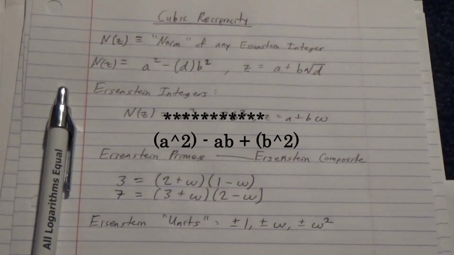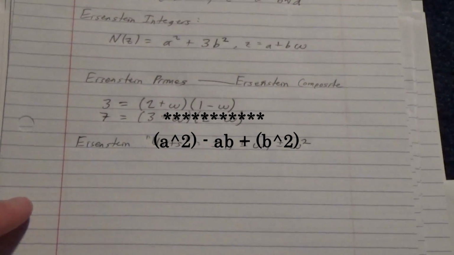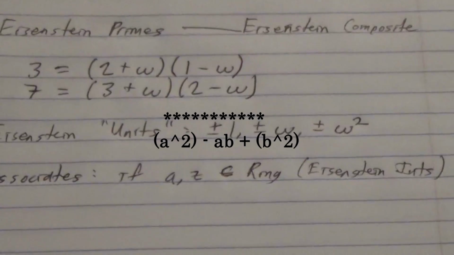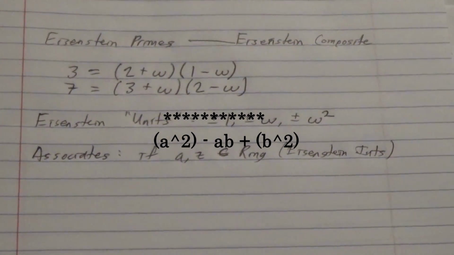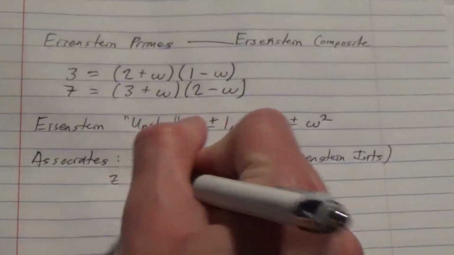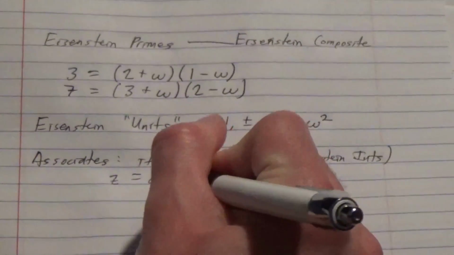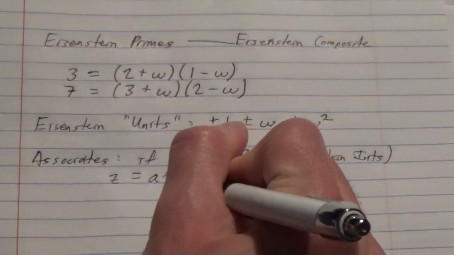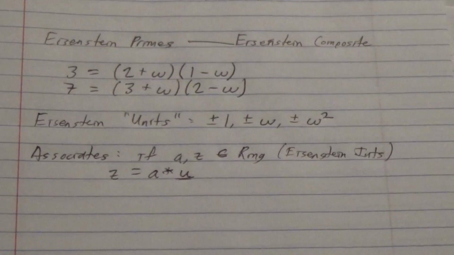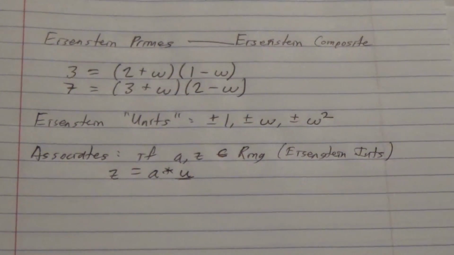Another interesting idea, which will become important later on, is the idea of associates. The idea there is that if we have 2 elements in a ring, such as the Eisenstein integers, and z, one of them, is equal to a times u, one of the units, then z and a are associates. That will become important later on as well, so I just wanted to introduce that definition, because there are theorems we'll get to later on.